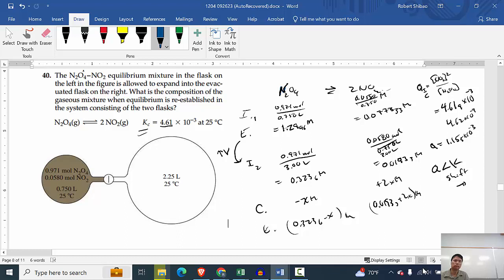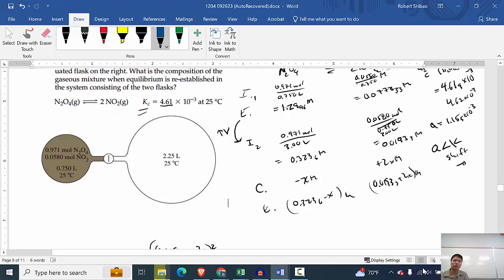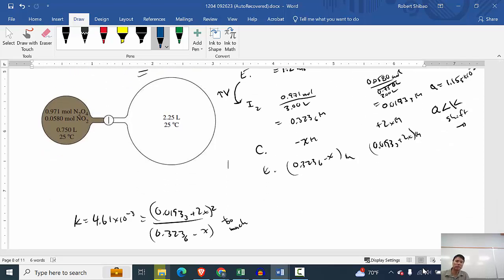Favored product? Oh, no, it's reactant. Yeah, K is small, so reactant is favored. What I'm going to do is, it's a bit too much, so I'm going to try to reset the initial. I'm going to go to initial 3.